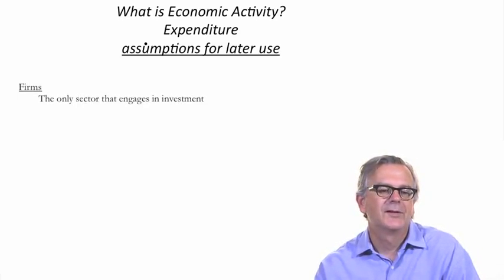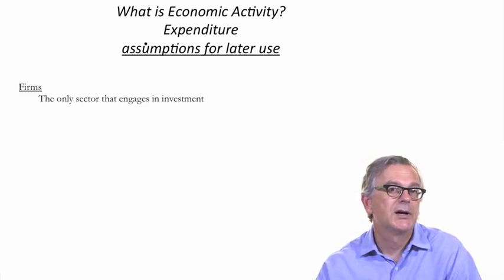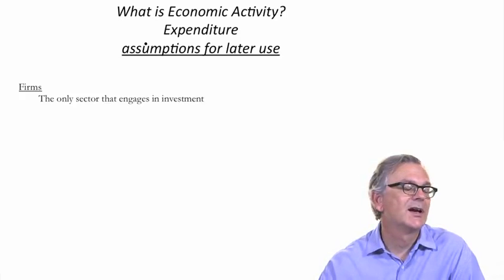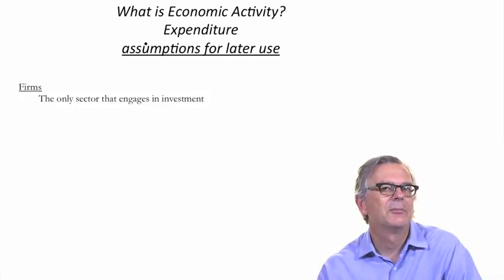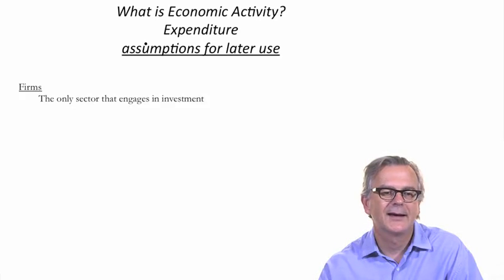So our first assumption is this. We're going to assume that it's only firms that engage in investment. Now that's not true. Households buy durables, governments engage in investment. It's just going to make our life much easier in terms of how we model the economy if we restrict investment to firms. It's not going to do any harm to our analysis. If we were to have households and government also doing investment, it's just going to complicate the models we work with without actually adding much in the way of analysis.